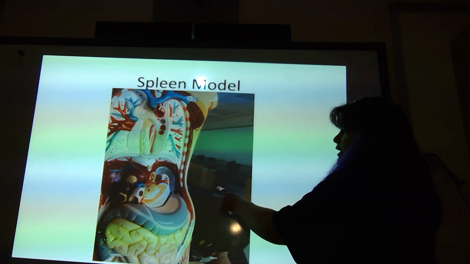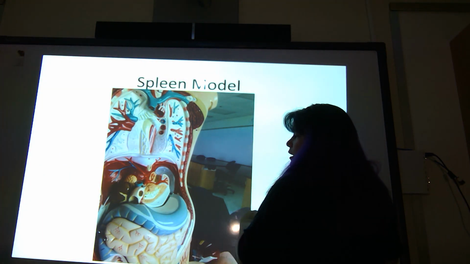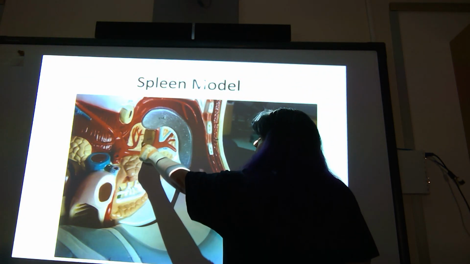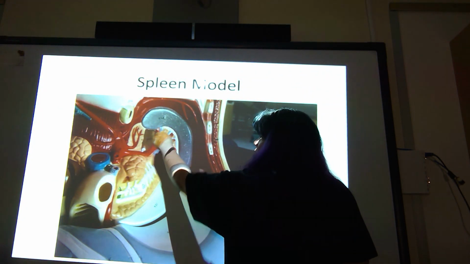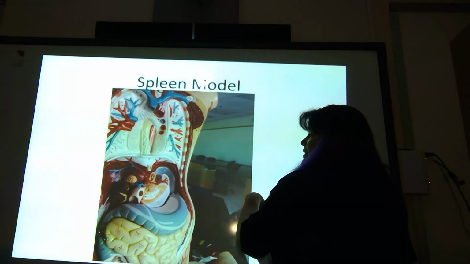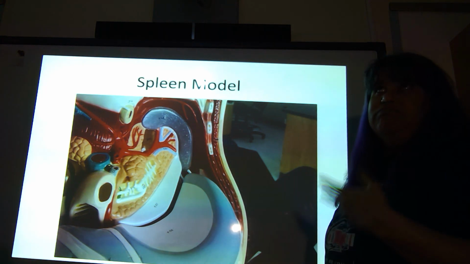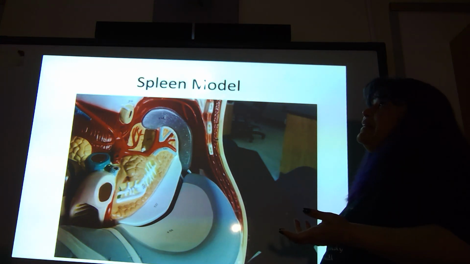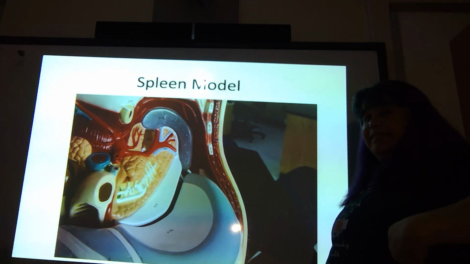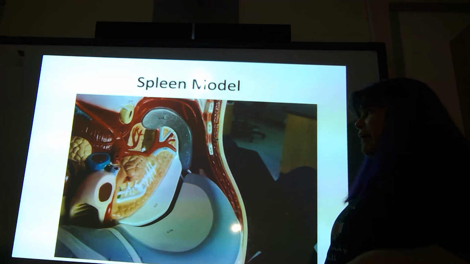Now, if you look here, this is the spleen in the model. Now I'm going to go up a bit closer. See this brown thing? This is the kidney. That's why there's the renal surface, because it is actually touching the kidney. Kind of looks like a gray speckly comma. That's the spleen. And like I said, it's in the posterior of your abdominal cavity.